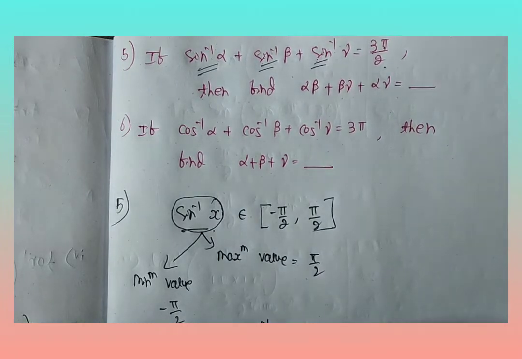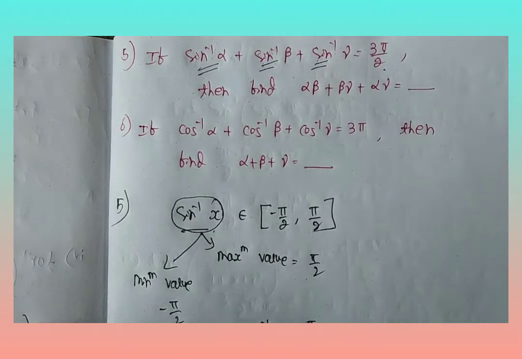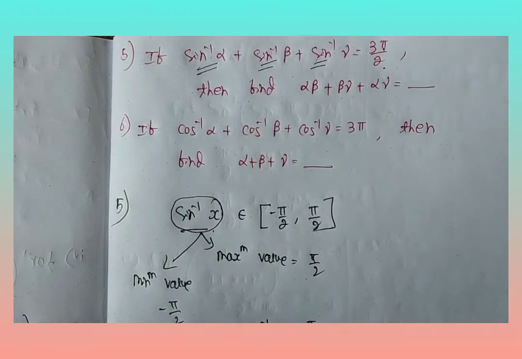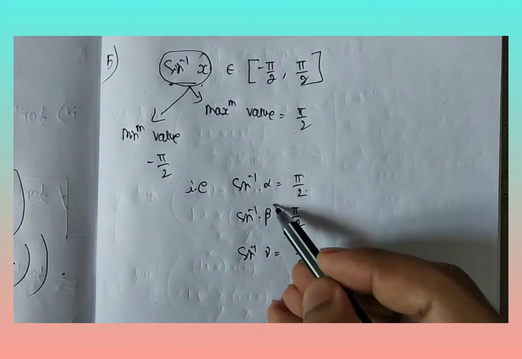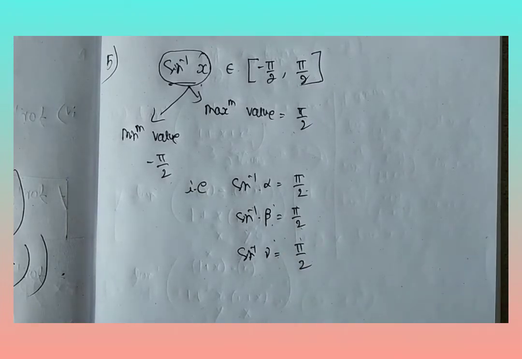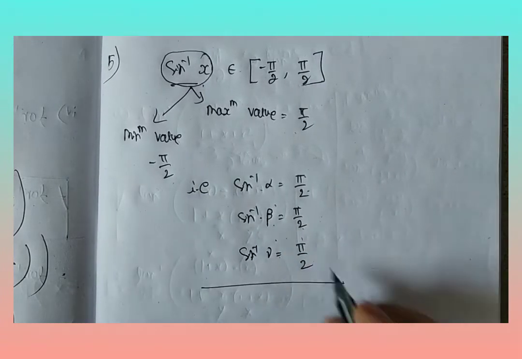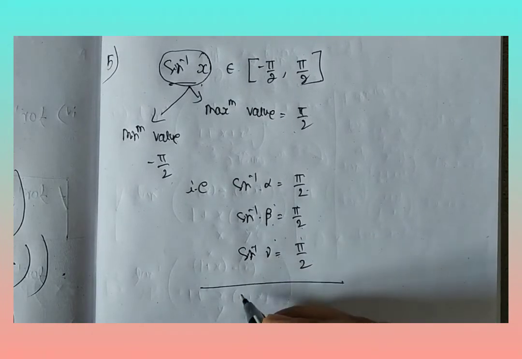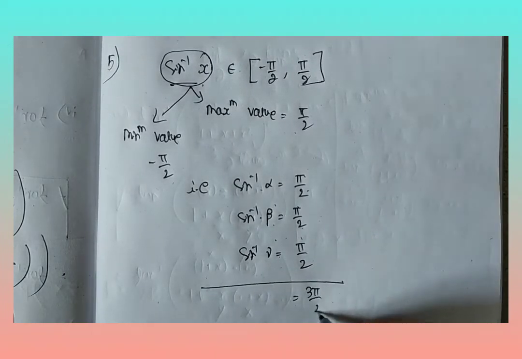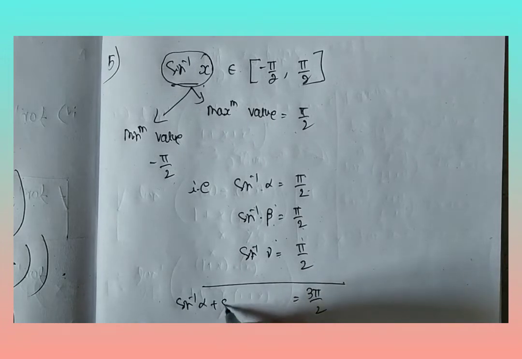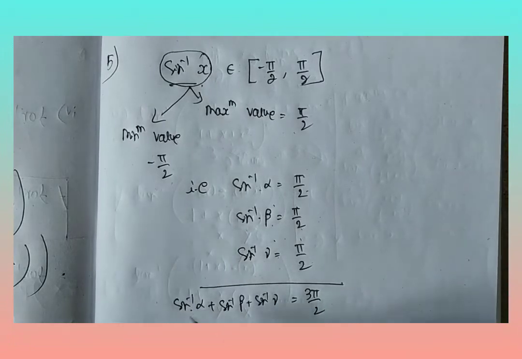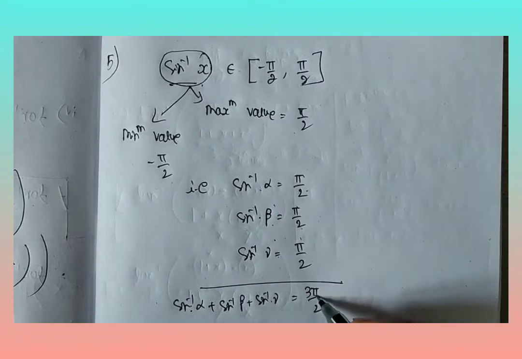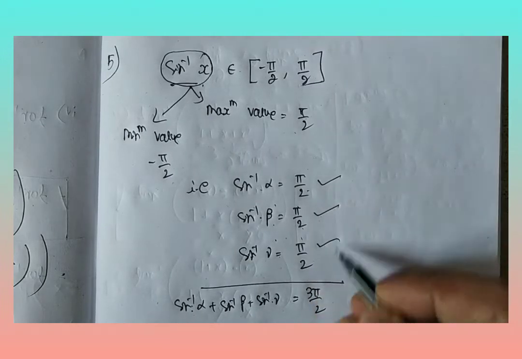sine inverse alpha equals pi by 2, sine inverse beta equals pi by 2, and sine inverse gamma equals pi by 2. Add these terms and we get 3 pi by 2 for sine inverse alpha plus sine inverse beta plus sine inverse gamma. Otherwise, the addition of these three terms is not equal to 3 pi by 2. If this happens, then this is true.